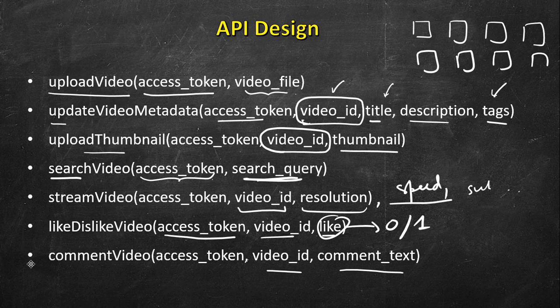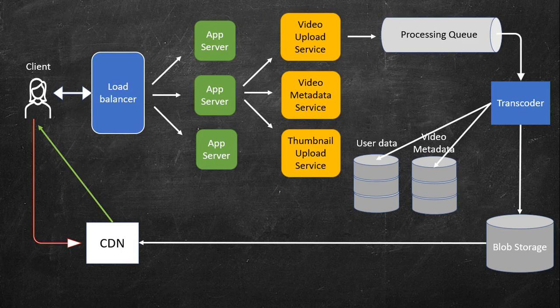Now let's see the high level design of YouTube. So there is a client here. Let's say the client wants to upload a video or search a video. So the request will go to the load balancer, and it will redirect to one of the app servers, and there, depending on the request, let's say the request was for video upload, it will go to the video upload service.